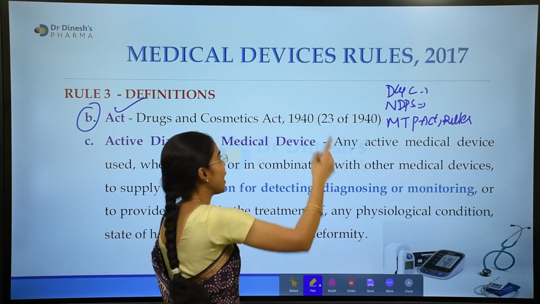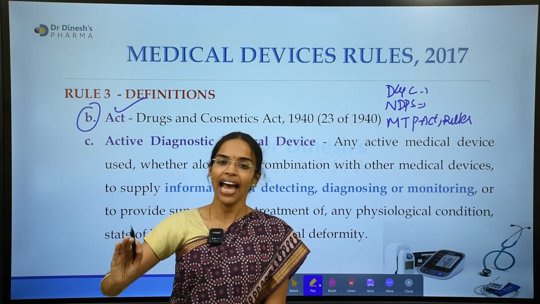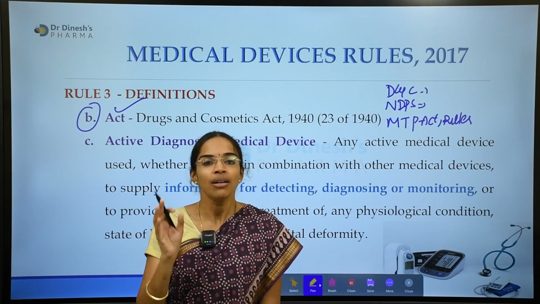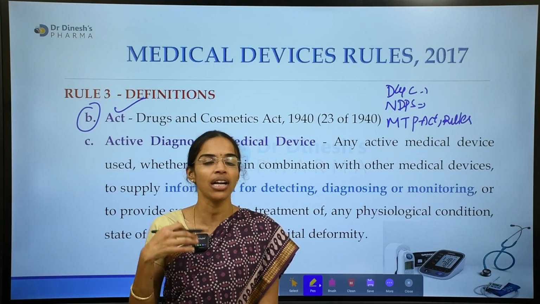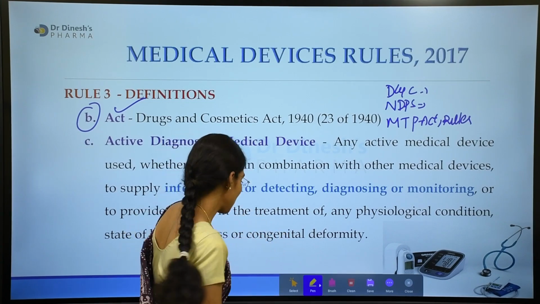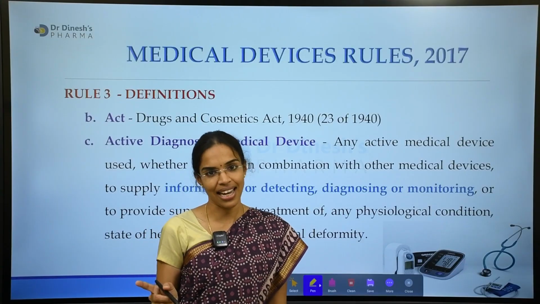Okay, but exclusively for MDR, there is no specific act. It comes under some other act. But only rules are separate. Medical devices rules are separate. It is not deemed under a separate act. Okay, this is very important for us. Never consider MDR as an act.